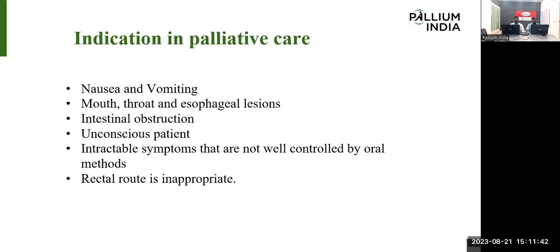In some situations, the rectal route is also inappropriate. For example, if the patient has CA rectum, we cannot give by the rectal route. Or maybe the patient already has loose stool or any hemorrhage. In such situations, for symptomatic management, we need to give the injection subcutaneously.